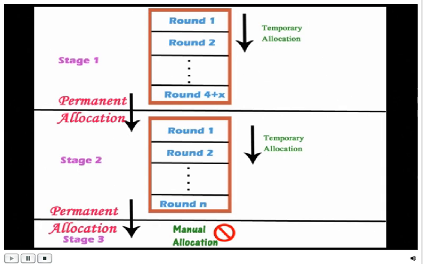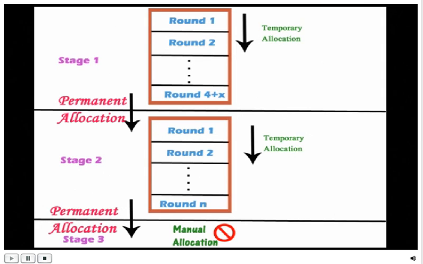At the end of the last round of stage 1, based on all the bids for all the courses made by everyone, you will get a list of permanently allocated courses. When I say permanently allocated, I mean that in subsequent stages, you can assume that you have got these courses. You do not have to bid for these courses. They are yours.